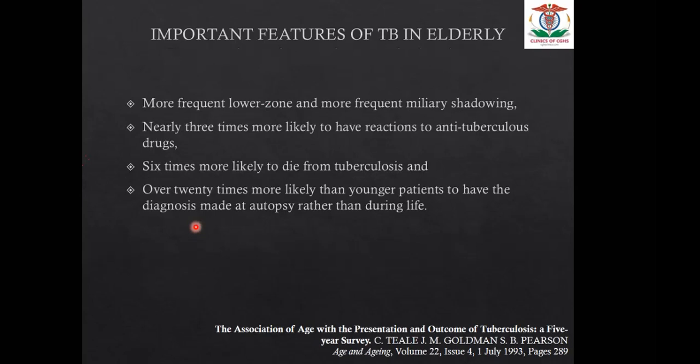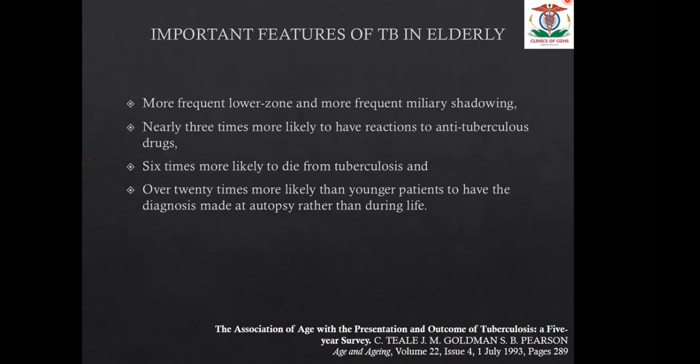Thank you, sir. The important features of TB in the elderly: lower zone involvement and miliary shadowing are more frequent. It will be difficult to differentiate if we are expecting the upper zone disease typical of tuberculosis. We may not get all the signs and symptoms typical of tuberculosis in an elderly patient. It is also the same in pediatrics, as well as diabetes and HIV patients.